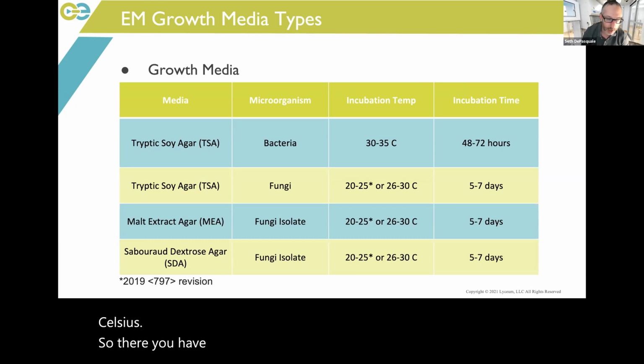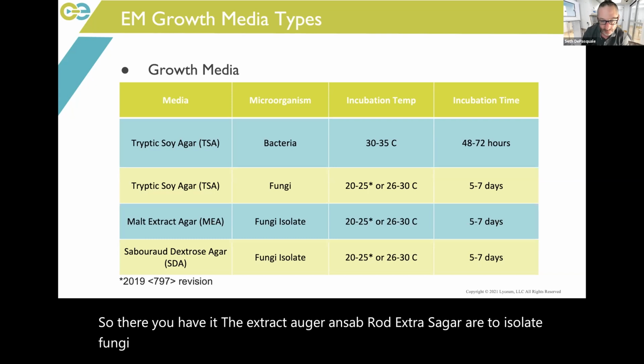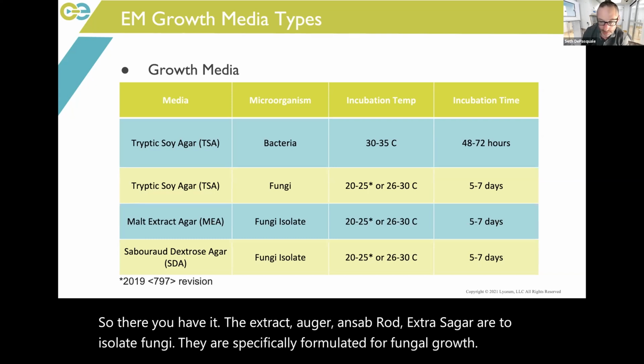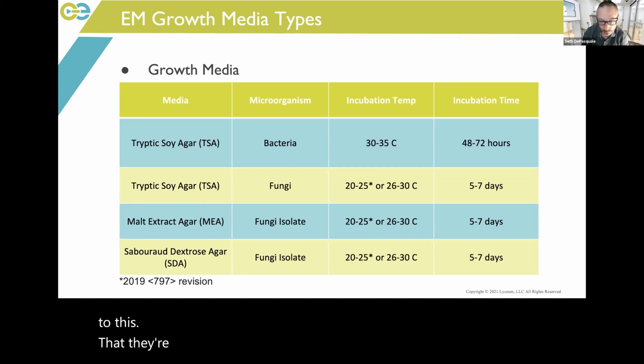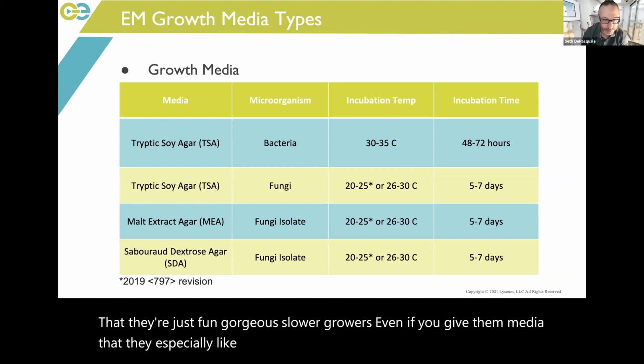The malt extract agar and Sabouraud dextrose agar are to isolate fungi. They're specifically formulated for fungal growth, but the same timing and the same temperatures still apply. Fungi are just slower growers, even if you give them media that they especially like. So that's just the way it is.